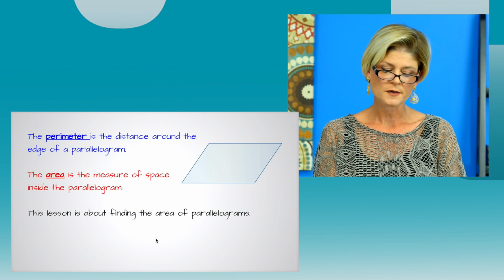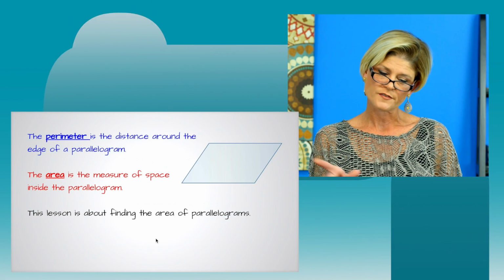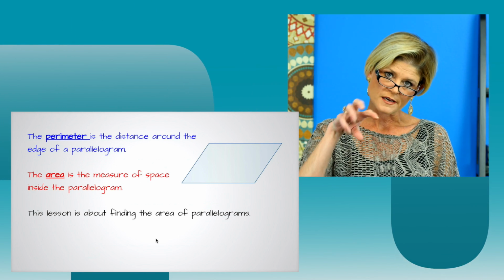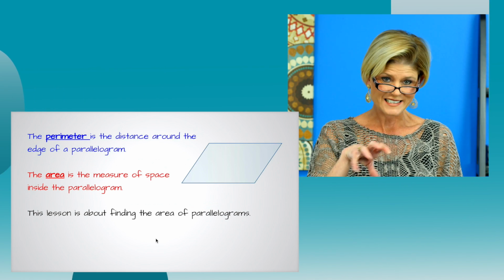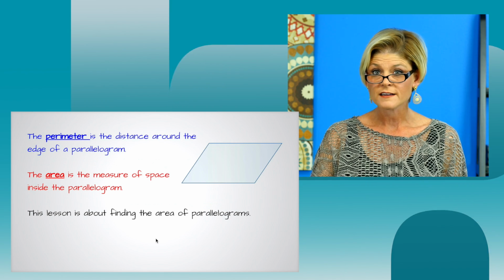So let's also talk about perimeter. Perimeter is the distance around the edge of a parallelogram, and the area is the measure of space inside the parallelogram. So this lesson is about finding the area of parallelograms.